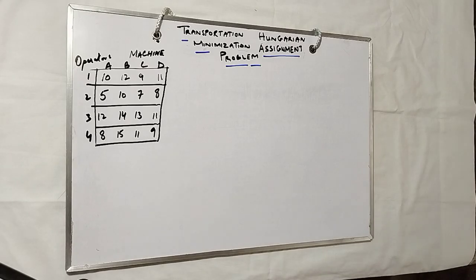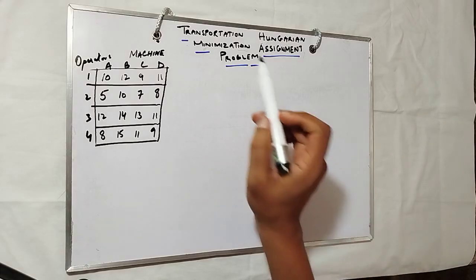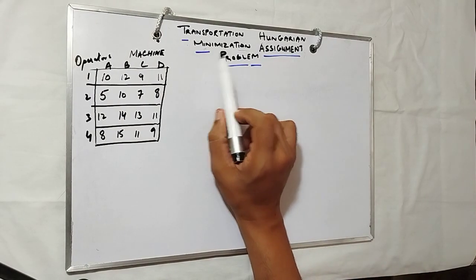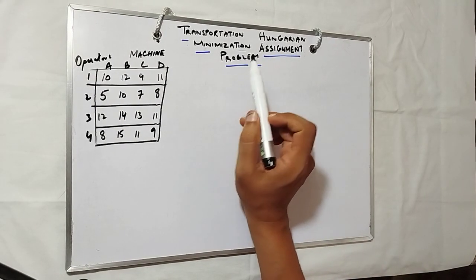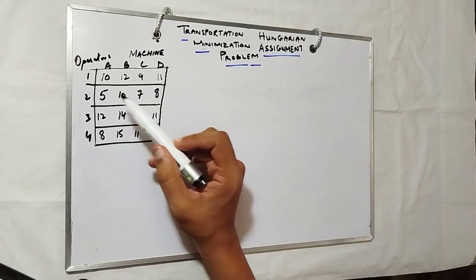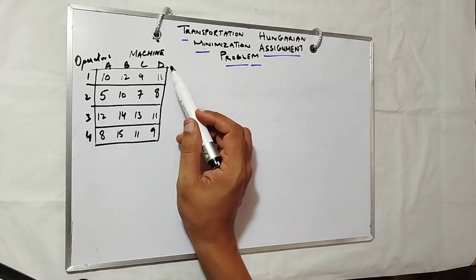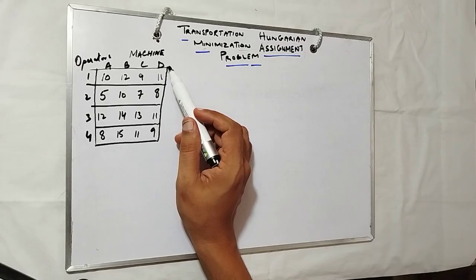Dear folks, we are going to solve this problem. It is the transportation Hungarian minimization assignment problem. In this, you see we have 4 operators and 4 machines. So it is a balanced problem.